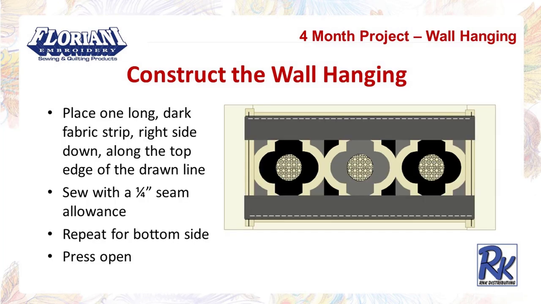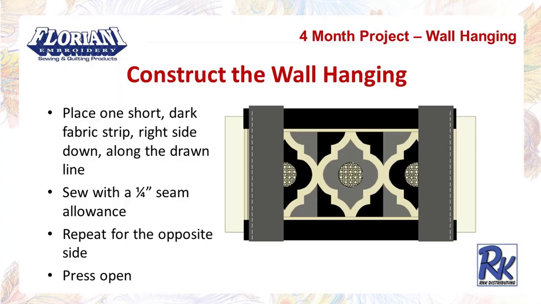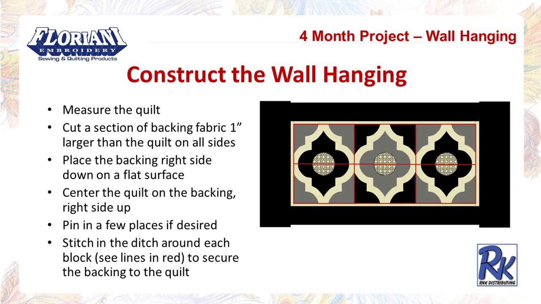Next, you'll want to place one long dark fabric strip right side down with the raw edge along the top edge of the lines we just drew and sew with a 1/4-inch seam allowance. Repeat for the bottom side and press that open. Now place a short dark fabric strip right side down along the drawn line along the short edges and then sew with a 1/4-inch seam allowance. Repeat for the opposite side and press both of those open.